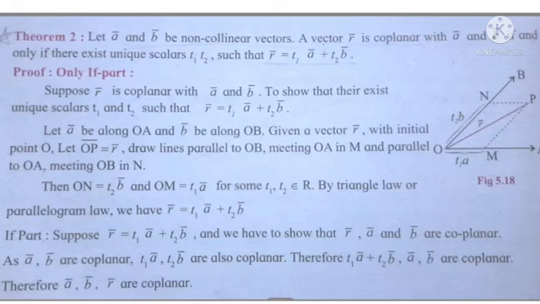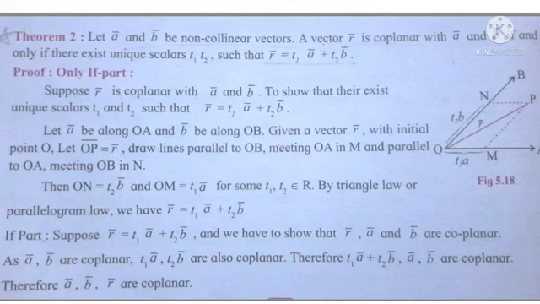Now here we use the triangle law of addition of vectors. From the figure you observe, R bar is equal to OM bar plus MP bar. OM is T1 A bar and MP bar is T2 B bar. So we write R bar is equal to T1 A bar plus T2 B bar. Okay.